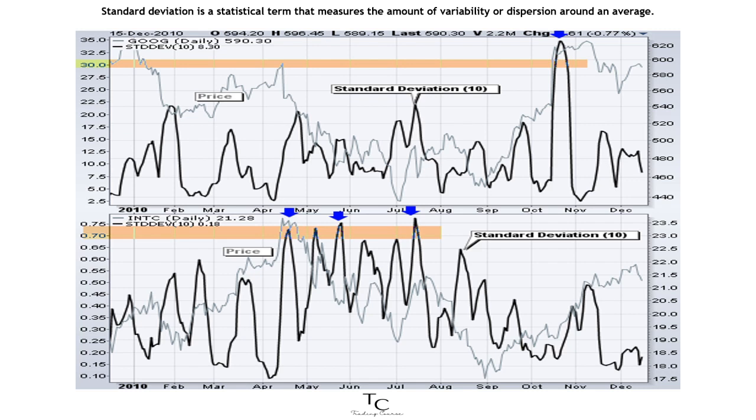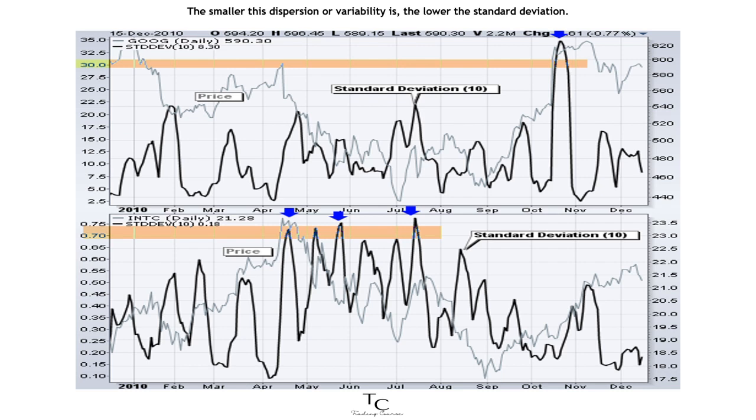Standard deviation is a statistical term that measures the amount of variability or dispersion around an average. Standard deviation is also a measure of volatility. Generally speaking, dispersion is the difference between the actual value and the average value. The larger this dispersion or variability is, the higher the standard deviation.